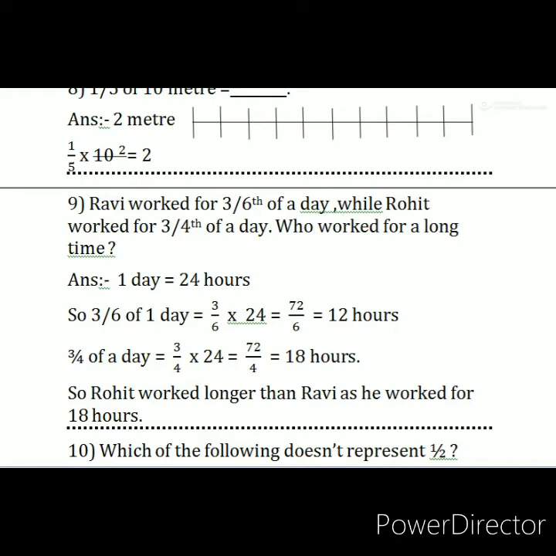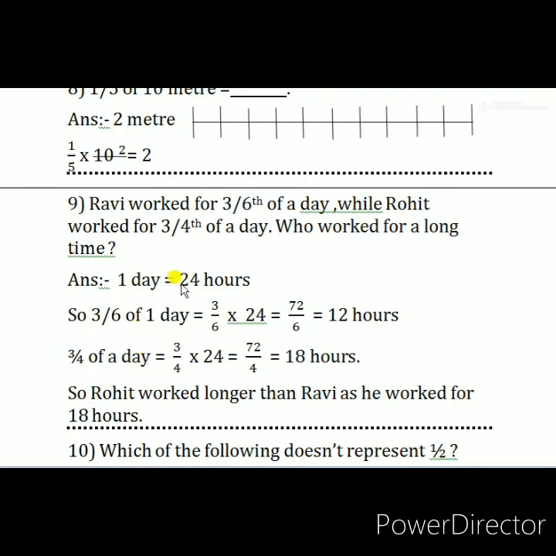Ravi worked for 3/6 of a day, while Rohit worked for 3/4 of a day. Who worked for a long time? Here we have to find that 1 day equals 24 hours. First we have to find the 3/6 of the 24 hours and 3/4 of the 24 hours.